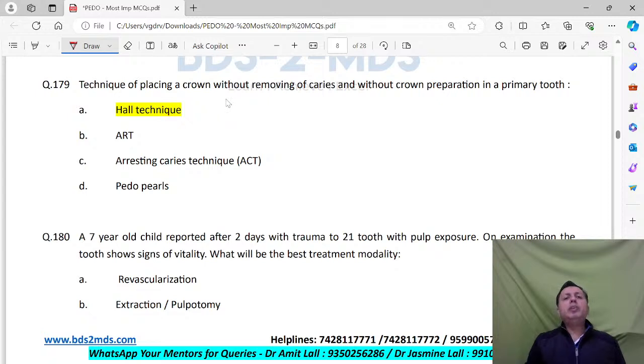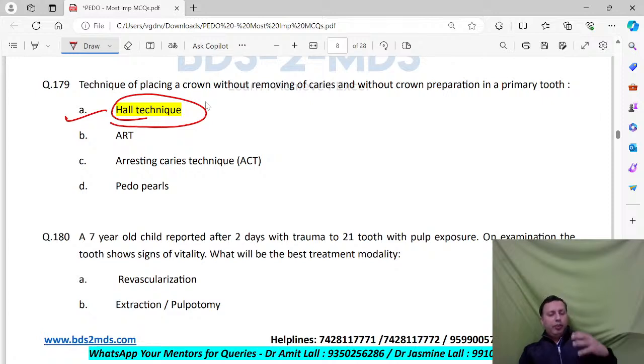Now, the technique of placing the crown without removing the caries and without crown preparation in a primary tooth. I have told you about this technique, and that is called the Hall technique. In the Hall technique, we place the crown as such and don't remove the caries, because we cut down the supply of nutrients to the microorganisms. So the caries get arrested on their own. So this technique is called Hall's technique.